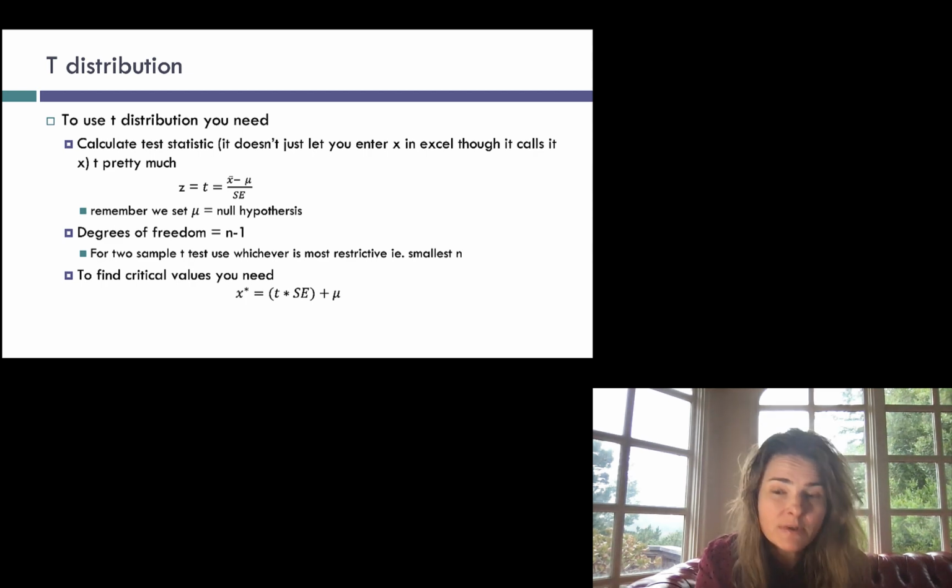So the test works much the same way. It's just simply what we do when we have small samples. And we need to know what that sample size is to be able to use that t-test with a certain number of degrees of freedom, so that it knows which t-distribution to use.